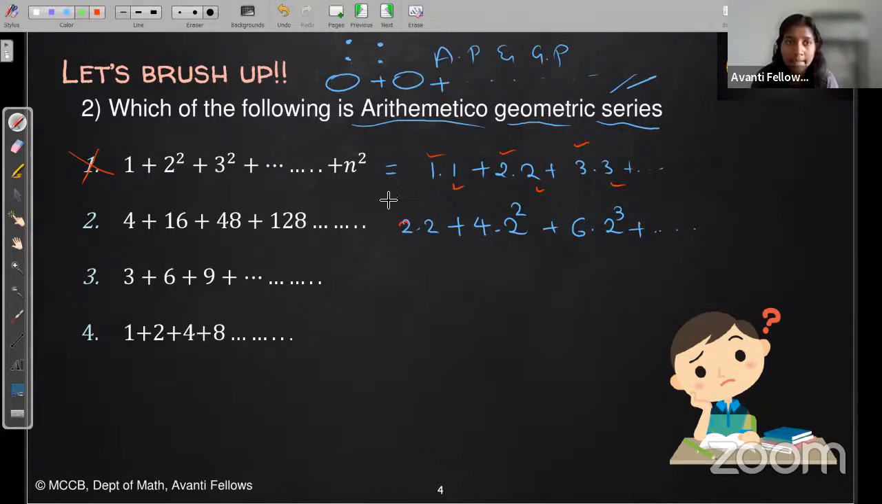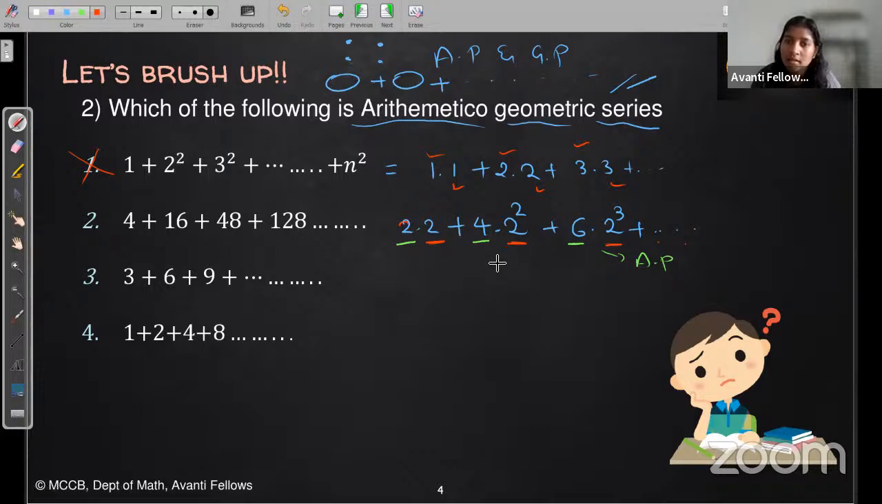Now observe the pattern here. You can observe the first terms 2, 4, 6, these are all in AP, right? Why are they in AP? Because these are terms with a common difference of 2. Now look at the second terms. The second terms are 2, 2 square, 2 cube, and so on, right? Now tell me which progression they are. Tell me the progression.